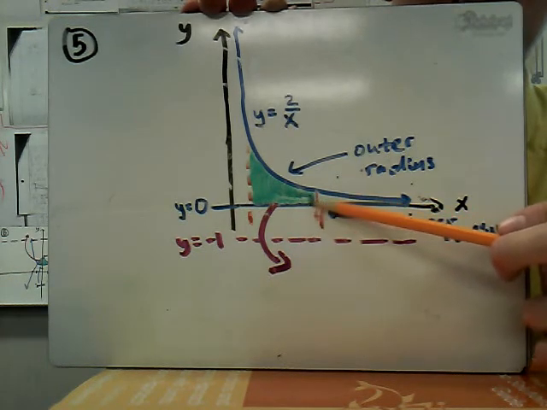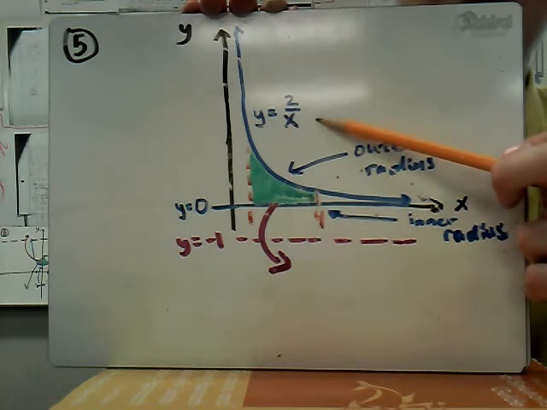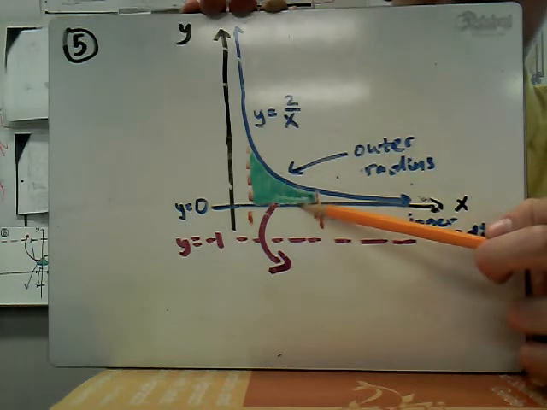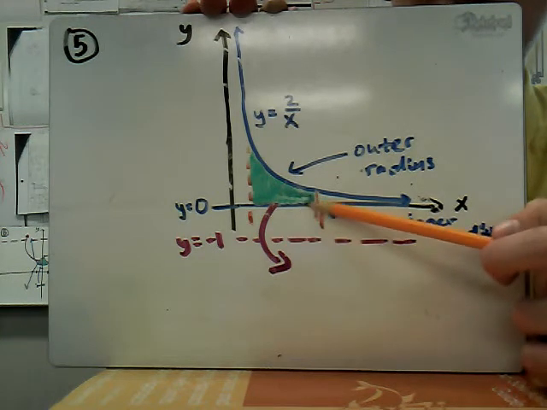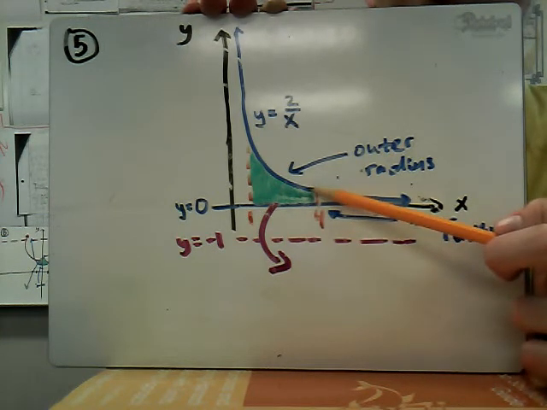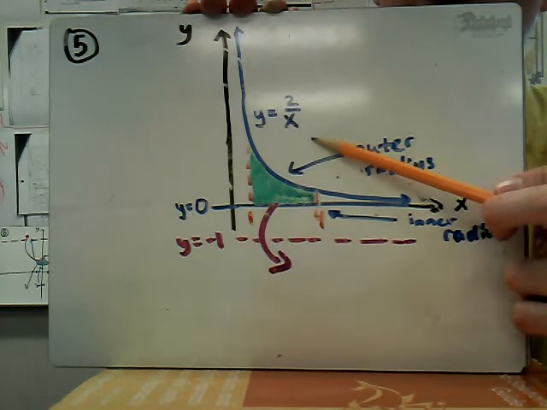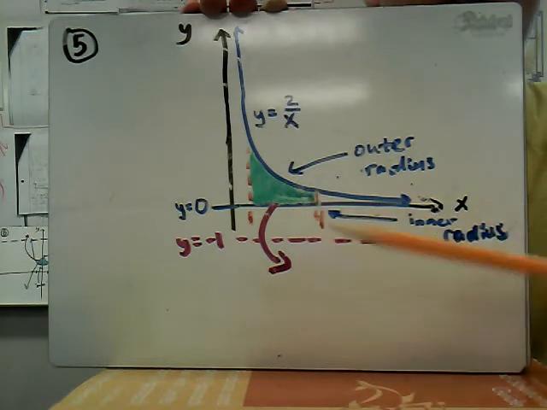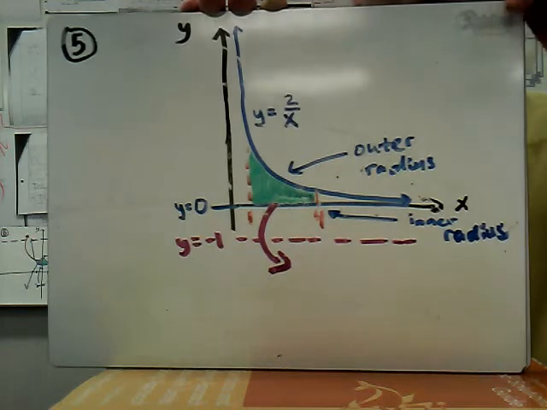So we need to make sure that we actually find the volume when we rotate 2 over x around y is equal to -1, and the volume that we get when we rotate y is equal to 0 around y is equal to -1 will be subtracted away from the volume of the original solid that we get when we rotate y equals 2 over x around y is equal to -1. In doing so, we get a washer shape. How is the formula set up?